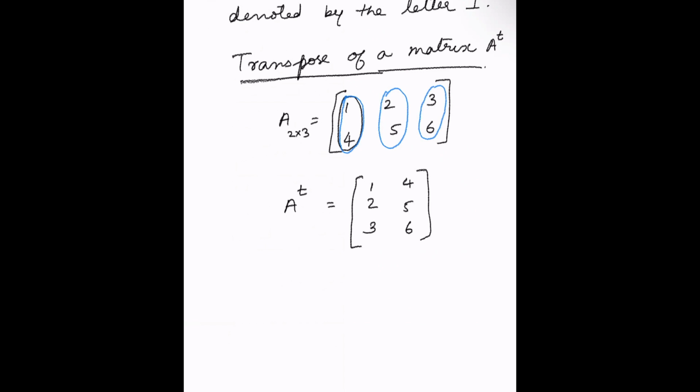So this is the transpose. And what is the order of this? The order of A transpose is 3 by 2. Initially it was 2 by 3. You just switch the columns and rows. That is what transpose is. When you switch the rows and columns, the rows become columns and the columns become rows.